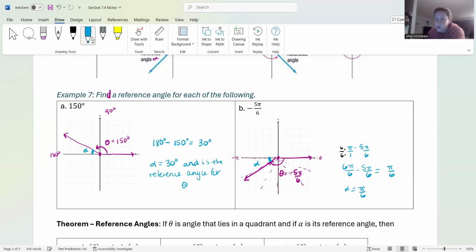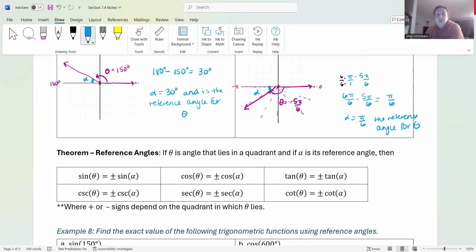Remember, reference angles are always positive regardless of what theta is. Even if theta is negative, your reference angle is positive. And this is the reference angle for theta. Okay? So there you have it. So you're going to be playing around with radians or degrees, and it's just how much further do I need to go to get to the x-axis, or how far past the x-axis did I go? Okay? Now we have a theorem. We love a good theorem in math, don't we?